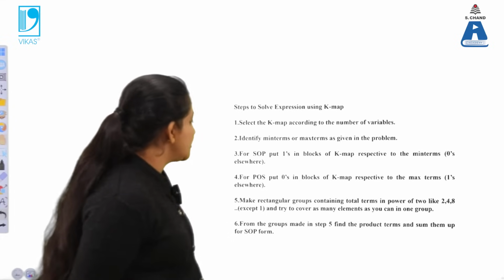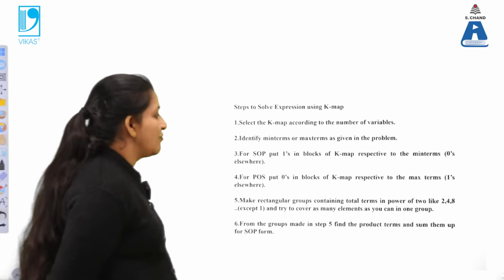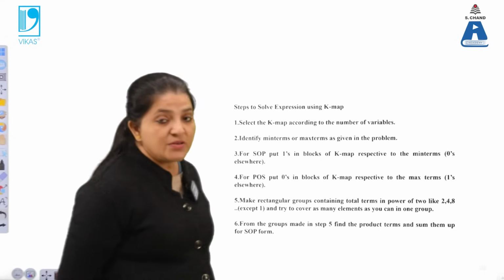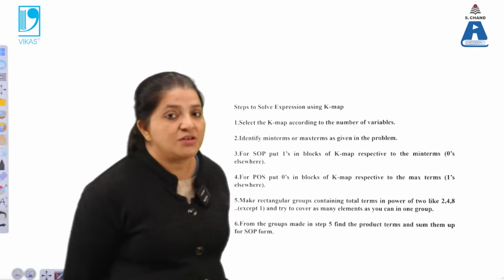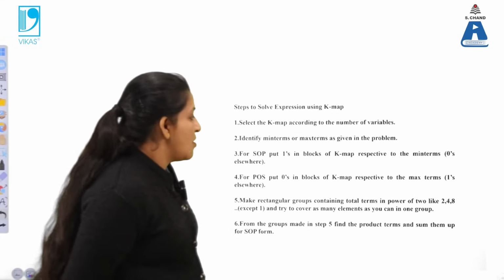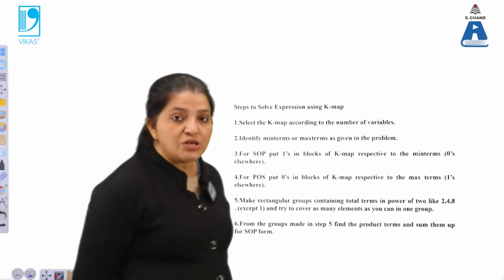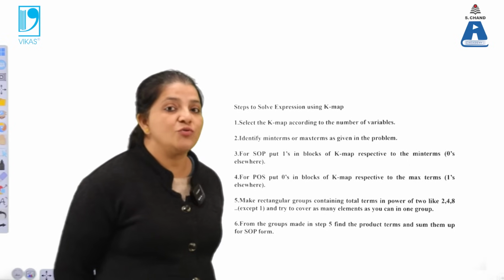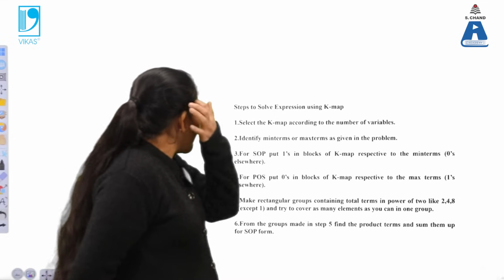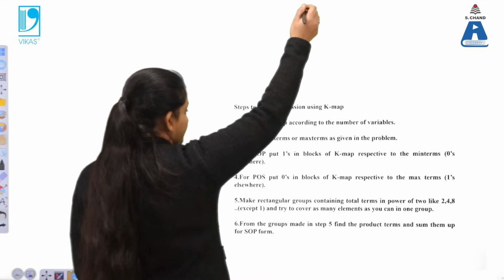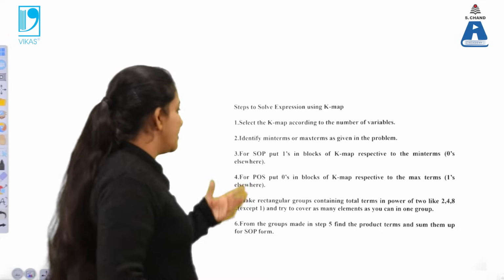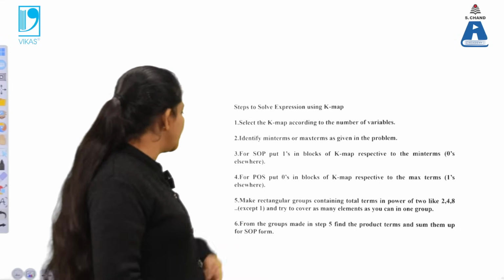While for POS, put 0 in the blocks of the K map respective to the maximum terms and ones elsewhere. That means in POS, the product of sums, different things are used. That is totally opposite to the SOP. In the POS, when the maximums are there, we use 0, and when the minimums are there, we use only 1. So these are reciprocal to each other. In SOP, ones are placed for the minimum terms, otherwise 0 is placed elsewhere. So both are opposite to each other.